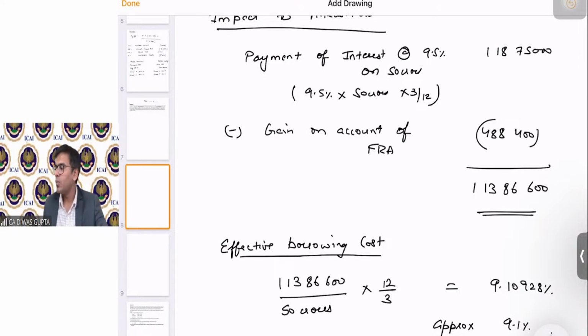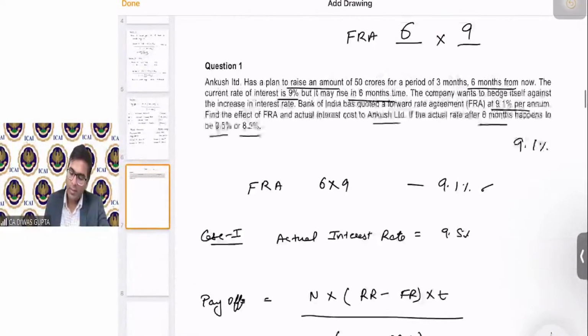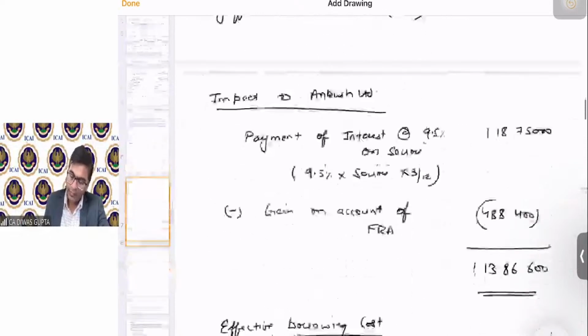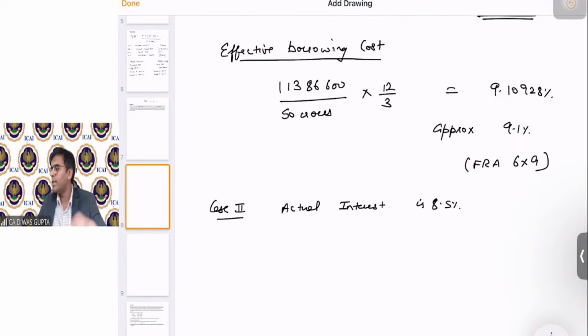Let's move next now. The second case is actual interest rate is how much? 8.5 now. Actual interest rate is 8.5%. Now, in this case, students, thank you, Satish. In this case, students, tell me whether Ankush Limited will gain or lose. Ankush Limited will have to do an additional payoff. How much?